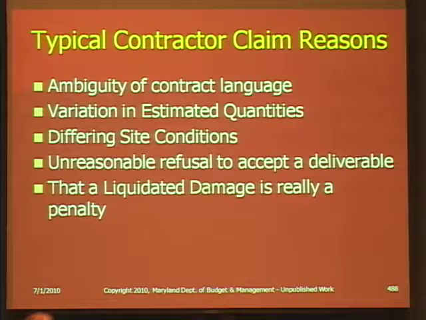So, number one, ambiguity. We talked on Friday, the 3rd, about variations in estimated quantities, when we talked about the fact that if you have a fixed price contract with an estimated quantity, and there's a variation. We talked about the range that you could go typically 25% above or below the estimate, and beyond that, either party was entitled to an equitable adjustment.